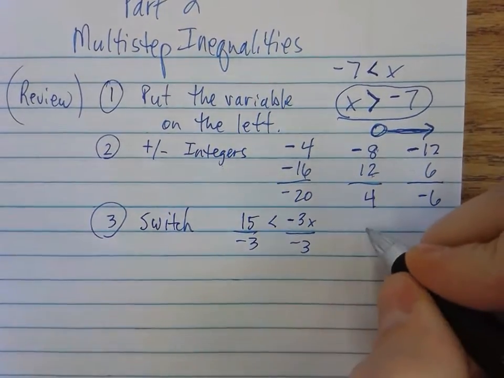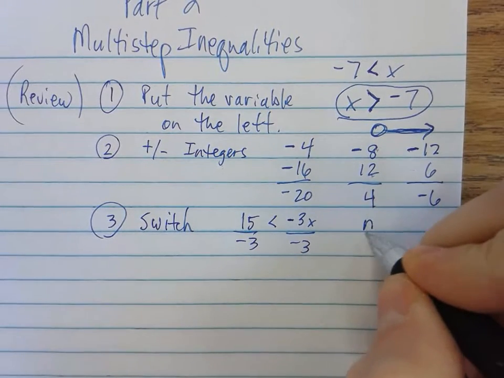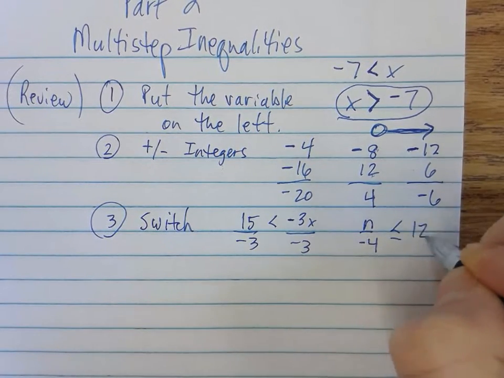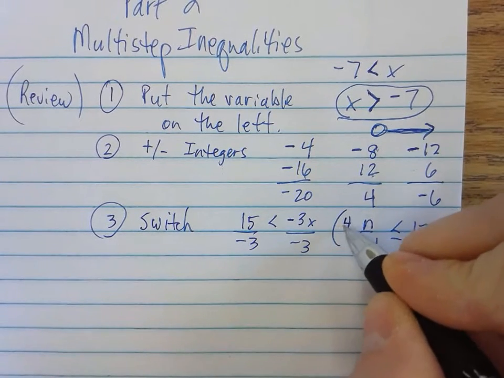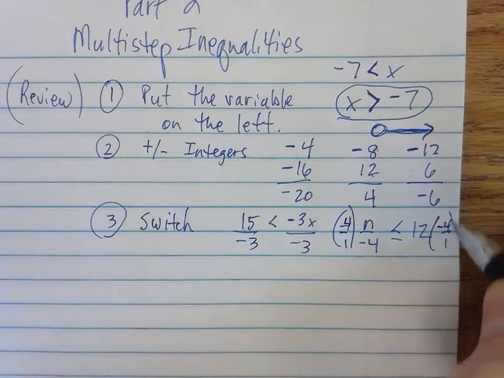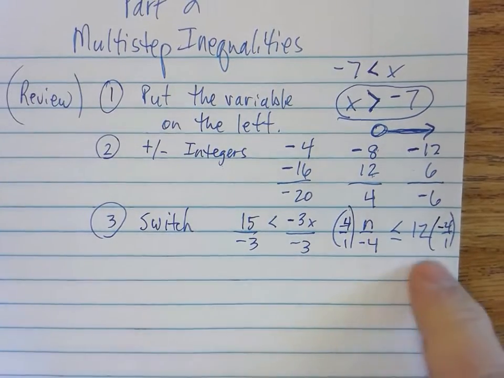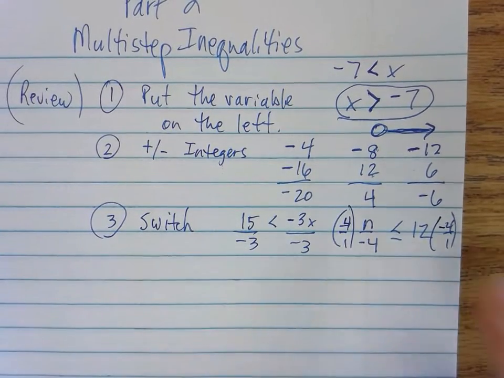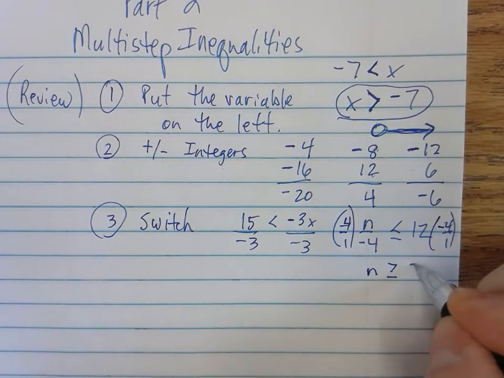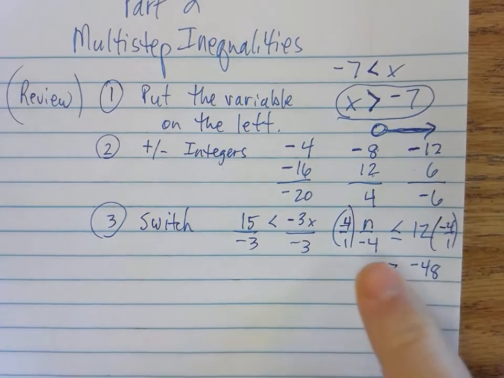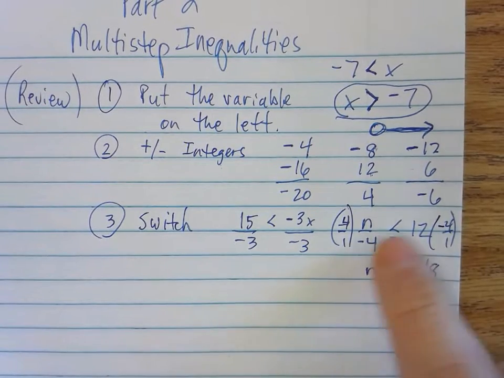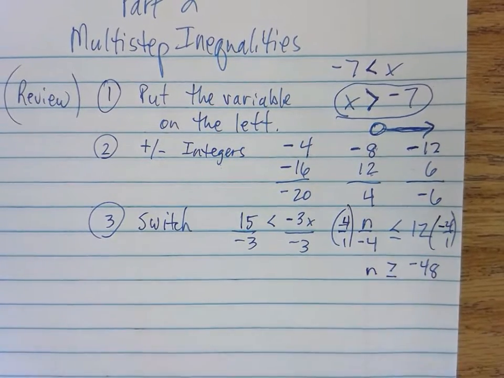Alright, and let's say you got n divided by negative 4 is less than or equal to 12. You'd multiply by negative 4 over 1 on both sides. When you multiply both sides by negative 4, you would switch that, and that would be n is greater than or equal to negative 48, okay? So if you divide by a negative on both sides, you need to switch it. If you multiply by a negative on both sides, you need to switch it.